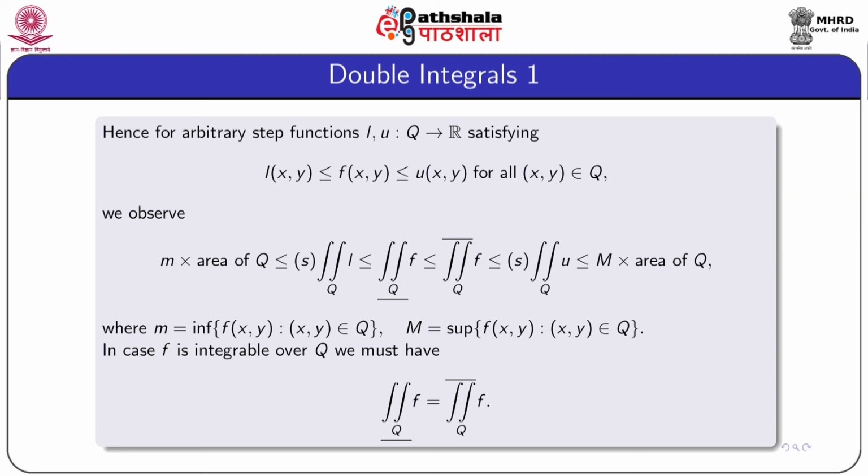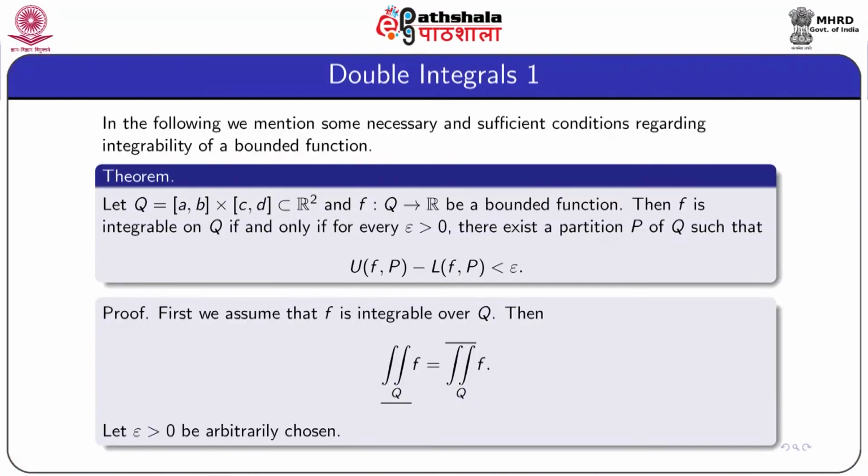we observe m times area of Q ≤ step integral of L over Q ≤ lower integral of f over Q ≤ upper integral of f over Q ≤ step integral of U over Q ≤ M times area of Q, where small m is the infimum of f over Q and capital M is the supremum of f over Q. In case the function f is integrable over Q, we must have lower integral equal to upper integral.